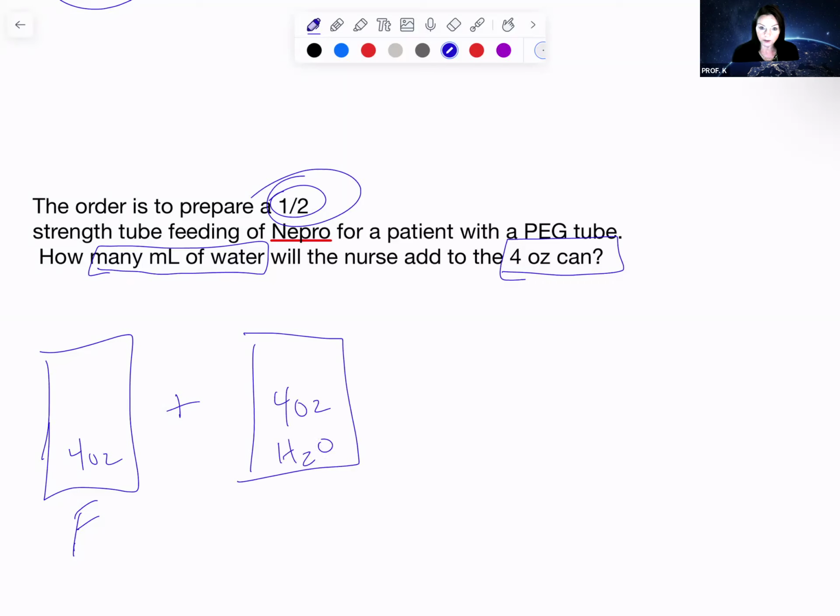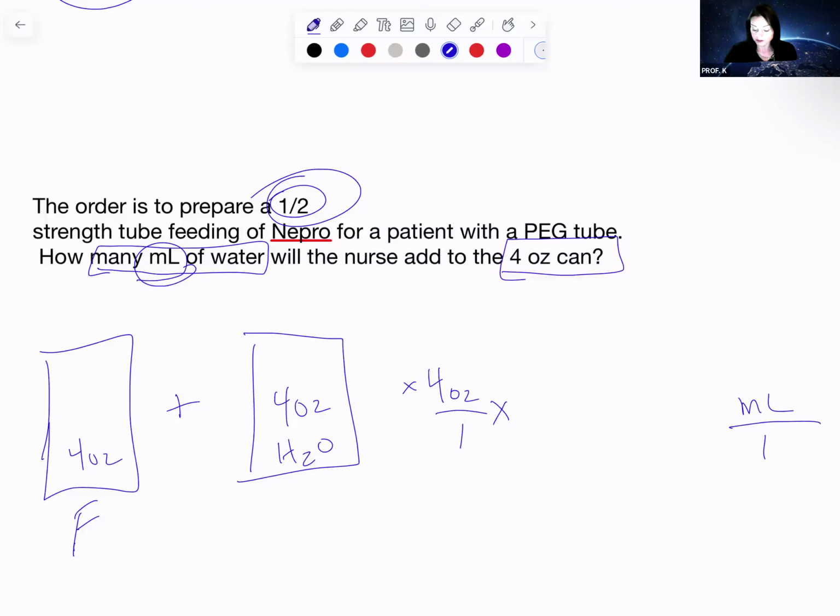But intake and output is always done in milliliters. So I know I'm adding 4 ounces of water, but I have to convert my ounces to milliliters. And that's where dimensional analysis comes in, and that's where memorizing your equivalents comes in. I start with what's given to me, the 4 ounces. I put that in the numerator position and put a 1 under it, because I have to have balance in my life. And I'm solving for what? I need milliliters of water.